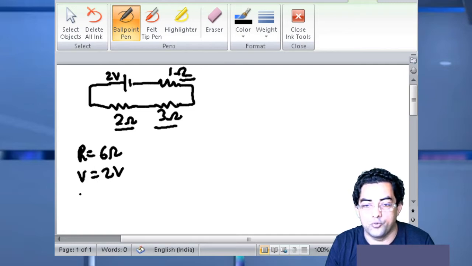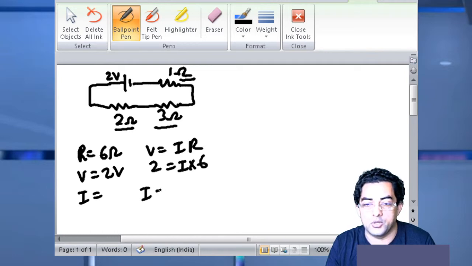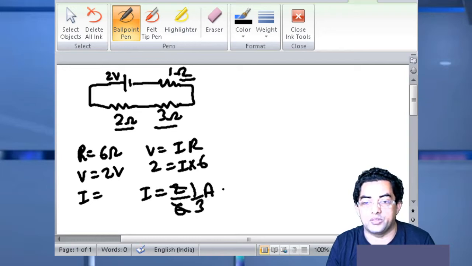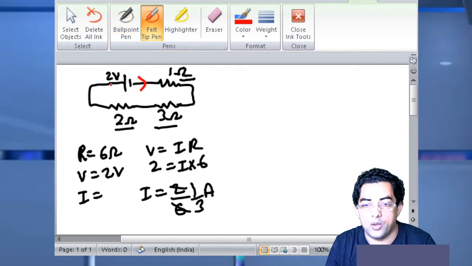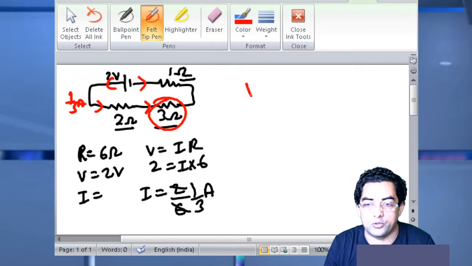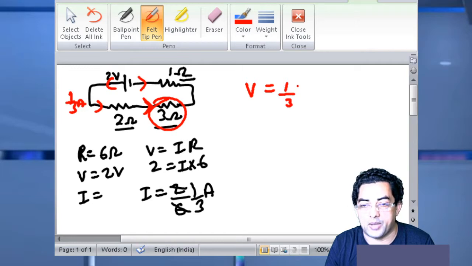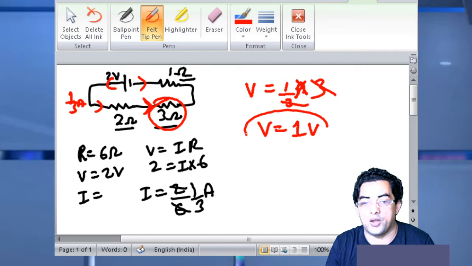We have got voltage as 2 volts, so we need to find out the current. Using the formula V equals IR, V is 2, I we don't know, and R is 6. So the value of I will be 2 over 6, which is 1 over 3 amperes. That 1 over 3 ampere will flow through all of them, and we need to find the potential across the 3 ohms. In series the same current flows, so V is 1 by 3 times R. R is 3, so the 3 gets cancelled, and V is 1 volt, right?